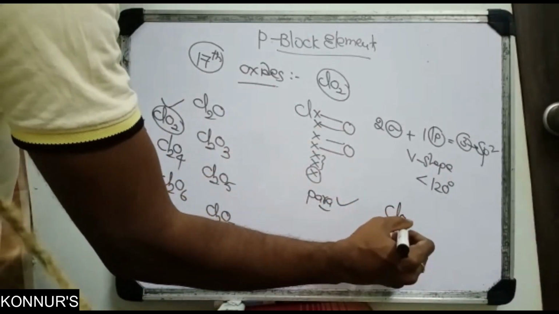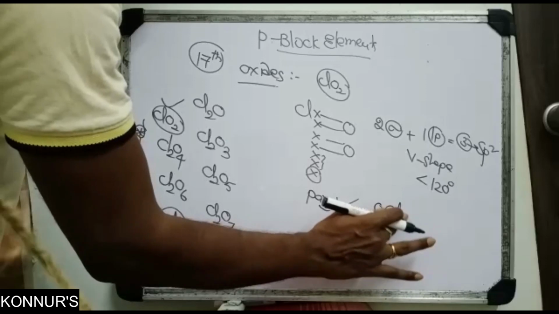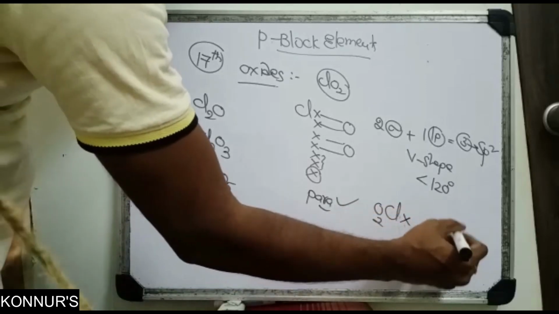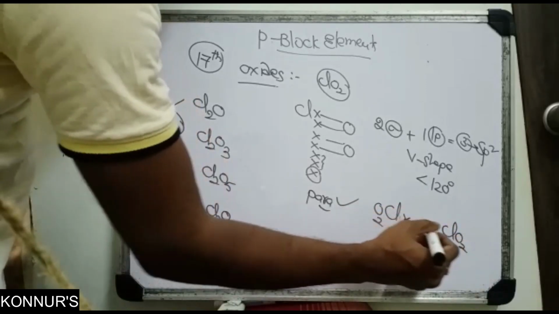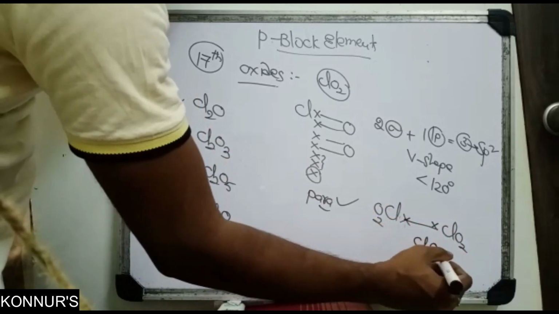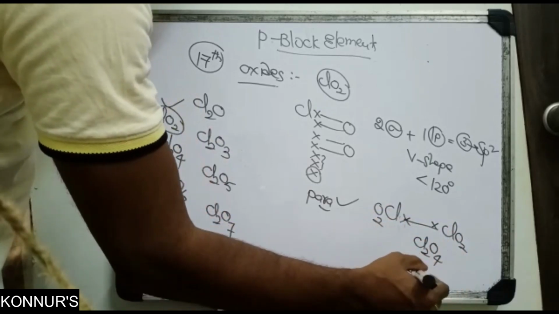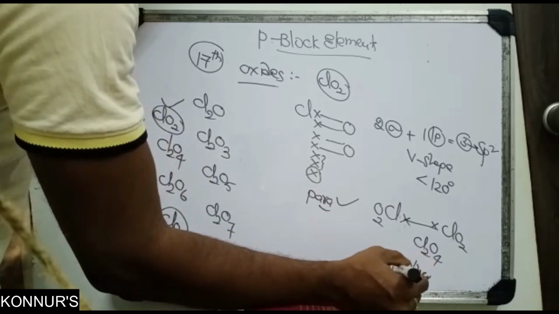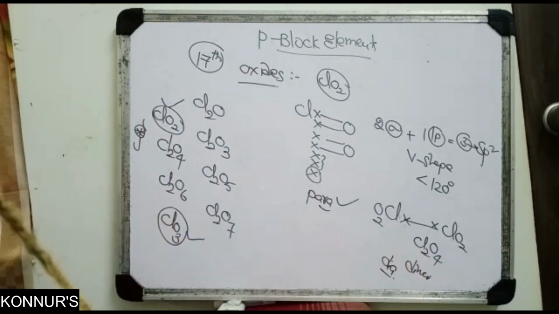So ClO2 has a single electron. Another ClO2 has a single electron. Both are combining, so you are getting Cl2O4 as a dimer. And it is showing diamagnetism.